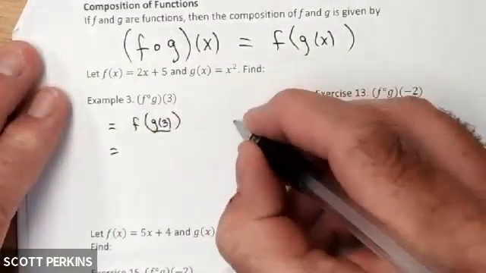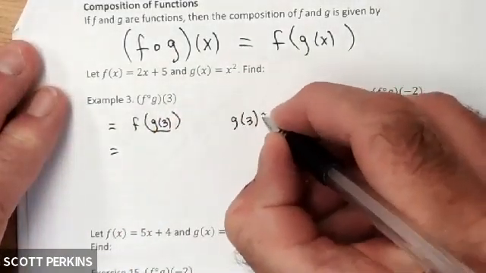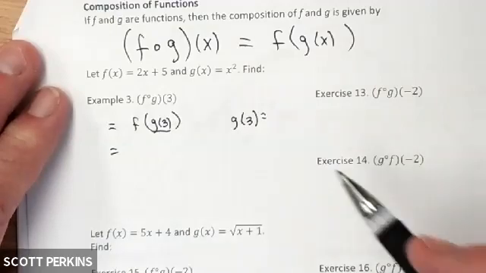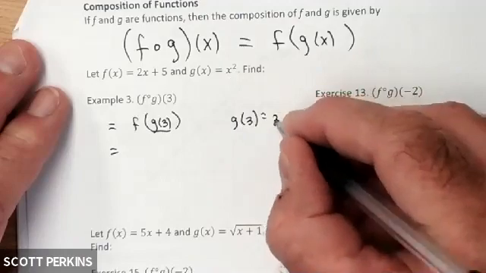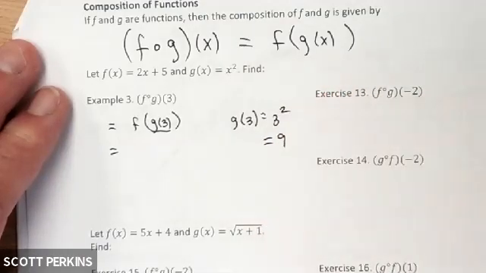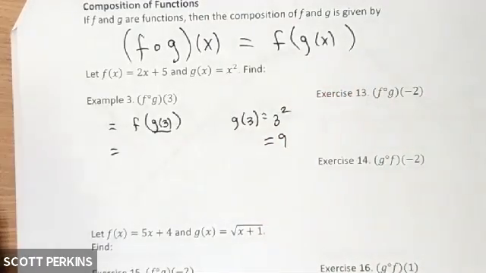So I'm going to come over here to the side, just so that you know, g of 3 is equal to, well, the function g is whatever you're plugging in squared. So this is 3 squared, so that is 9. Everybody with me on what g of 3 is by plugging 3 into the function x squared?